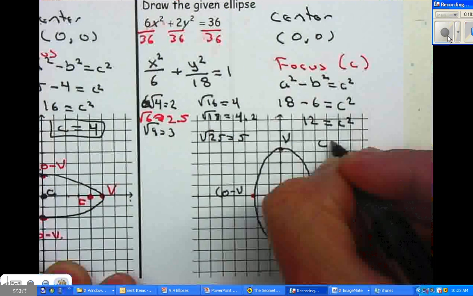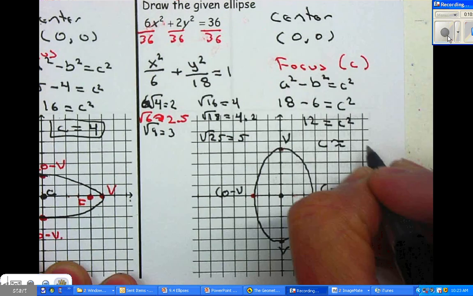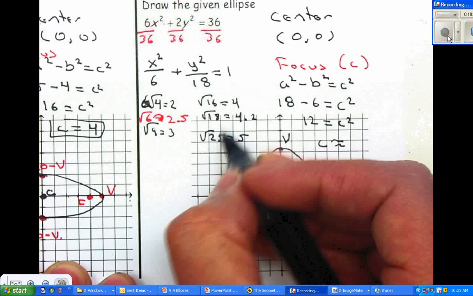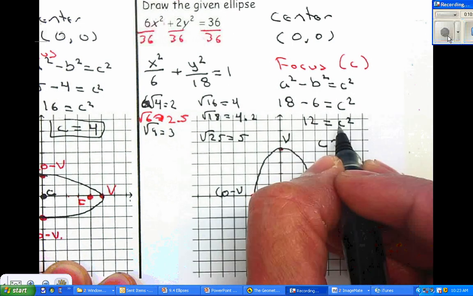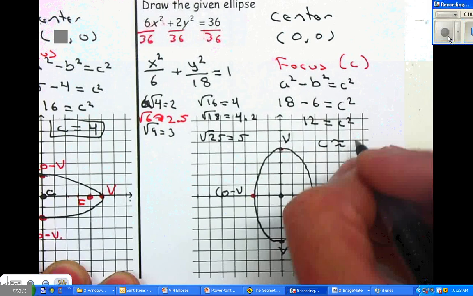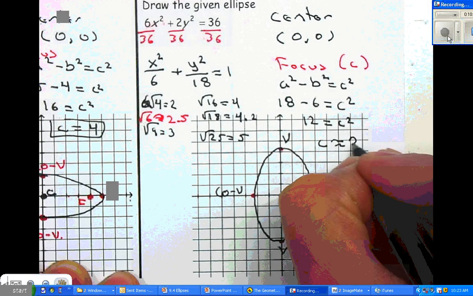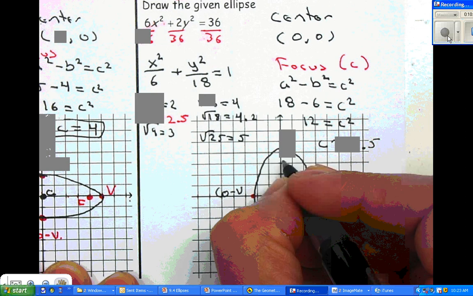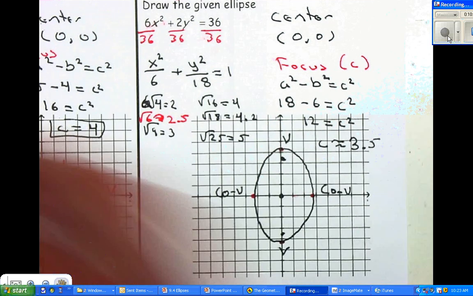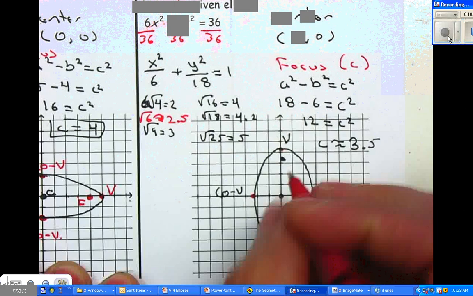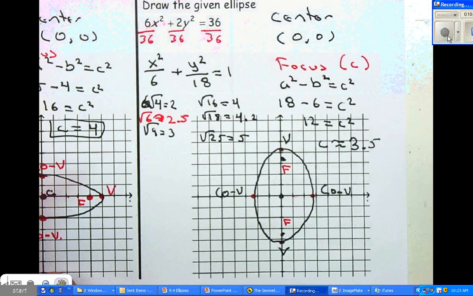So c is approximately, let's go through the same process. The square root of 9 is 3. The square root of 16 is 4. So it's right in between, so it will be 3.5. I'm going to go up 3.5 and down 3.5. And that'll be your focus. And we are done.